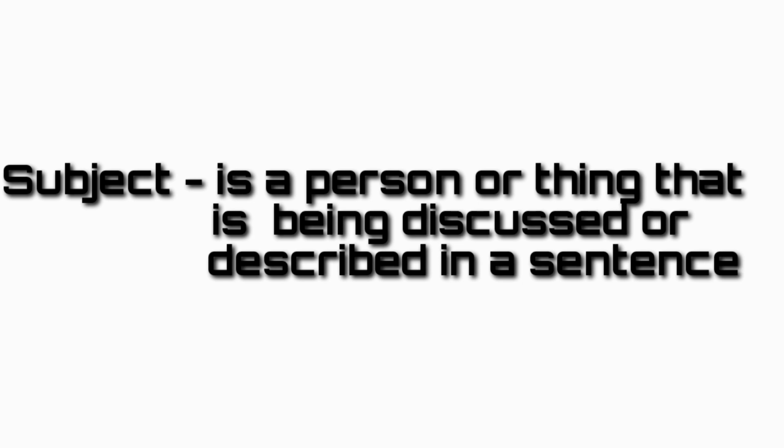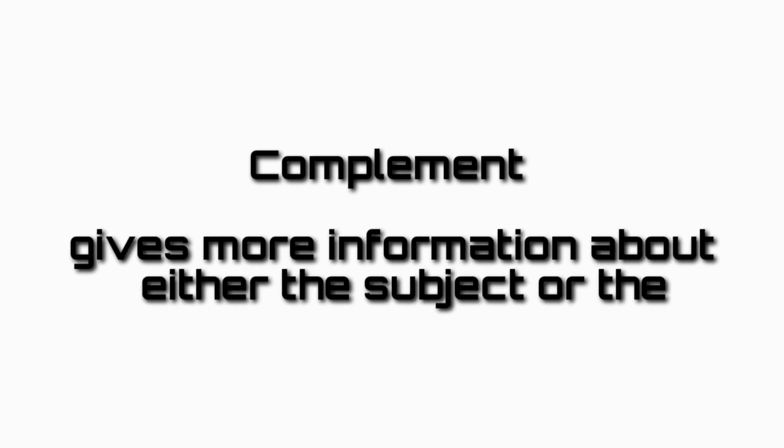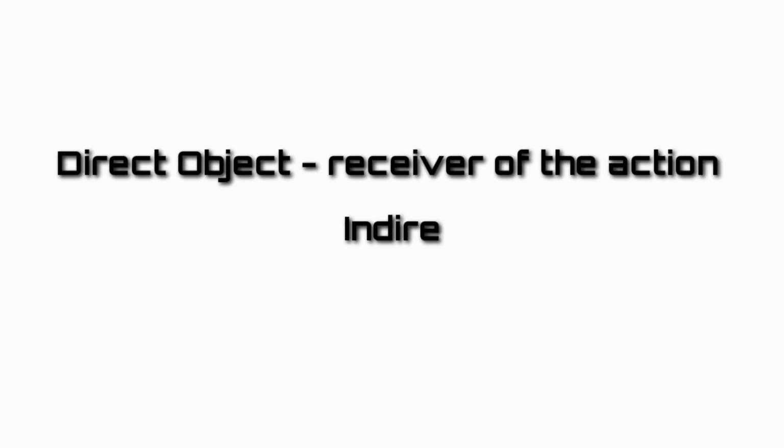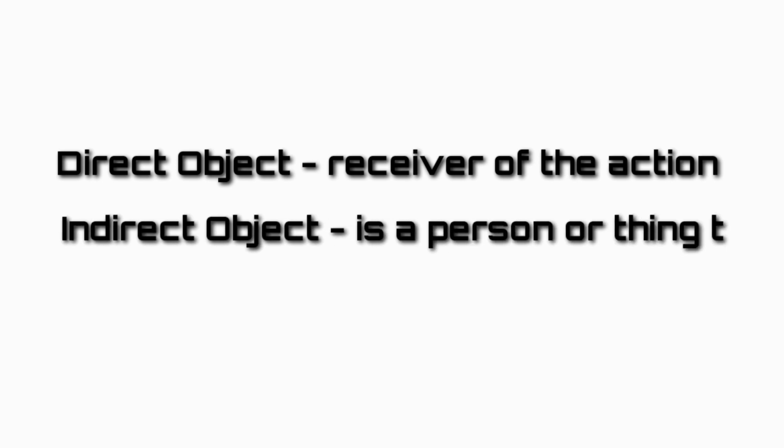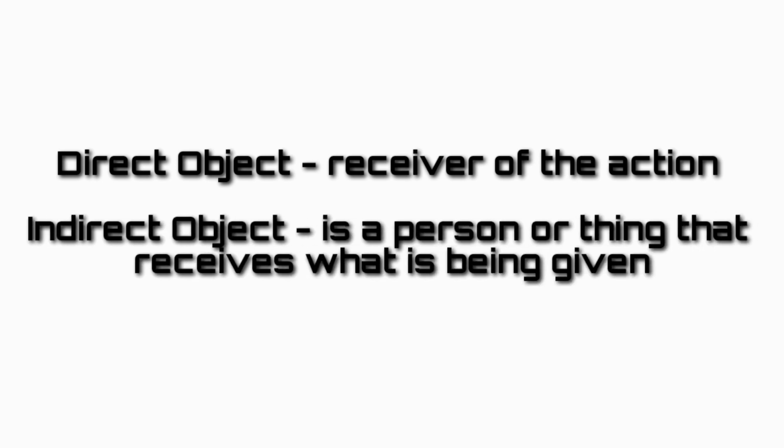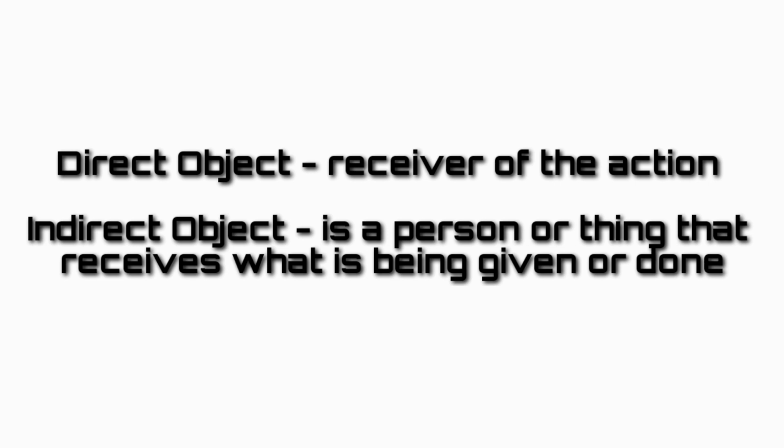Subject is a person or thing that is being discussed or described in a sentence. Verb is a word that shows or tells an action or state of being. Complement is a word that gives more information about either the subject or the object. Direct object, receiver of the action. Indirect object is a person or thing that receives what is being given or done.